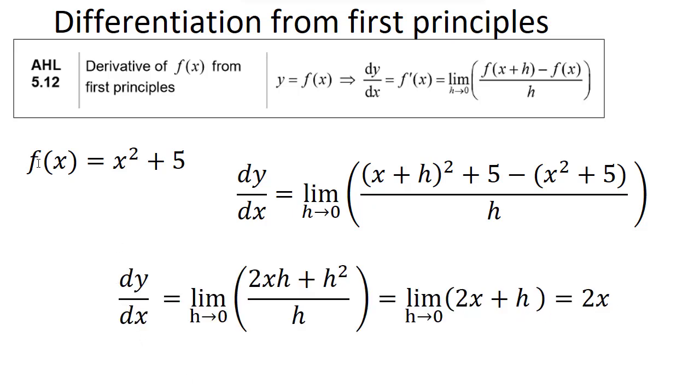Okay, so if f of x is x squared plus 5, then we have proven from first principles that the gradient function dy by dx is equal to 2x. That's it.